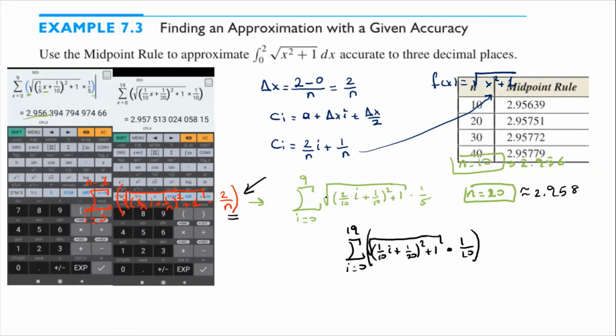So if we look at the table, for 30 we're gonna get this answer, and for 40 we're gonna get this answer. So the approximated answer is 2.958, if you round it. The question says, use the midpoint rule to approximate accurate to 3 decimal places. So we got the answer, approximately 2.958. You can increase the number of rectangles. You can make 100, 200, 400. You'll get a more accurate answer.